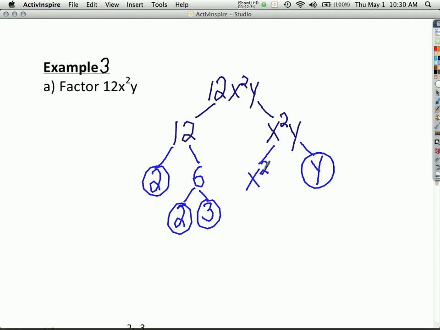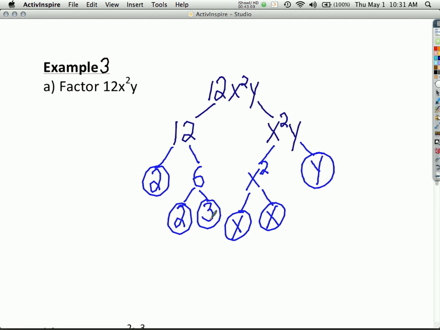But this exponent is a 2. What could x squared be split into? George? X times x, because x times x is x squared. And so that's how we split that into its two factors, x times x. X is a factor, x is a factor. These can't be split any further, so those branches are closed. All of our branches are closed, and now we are done.